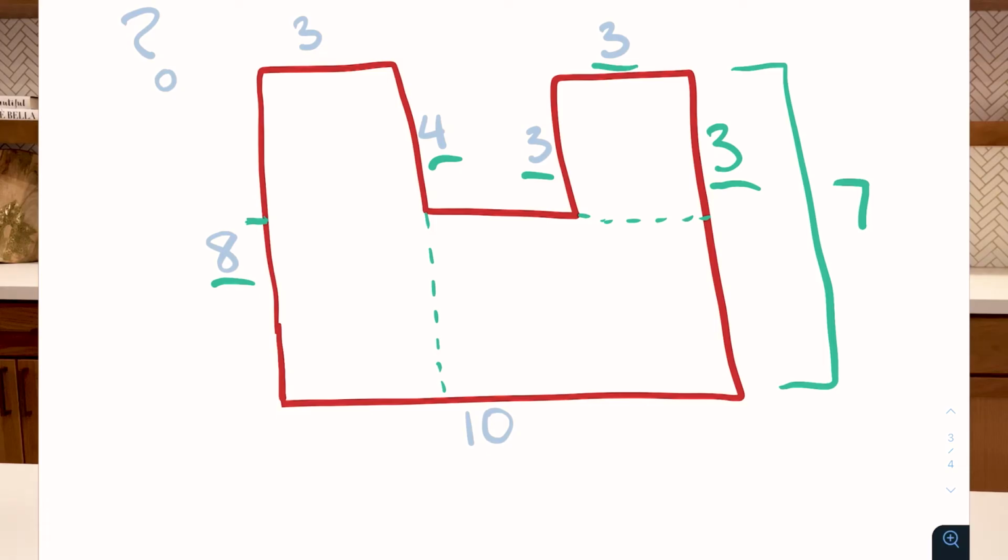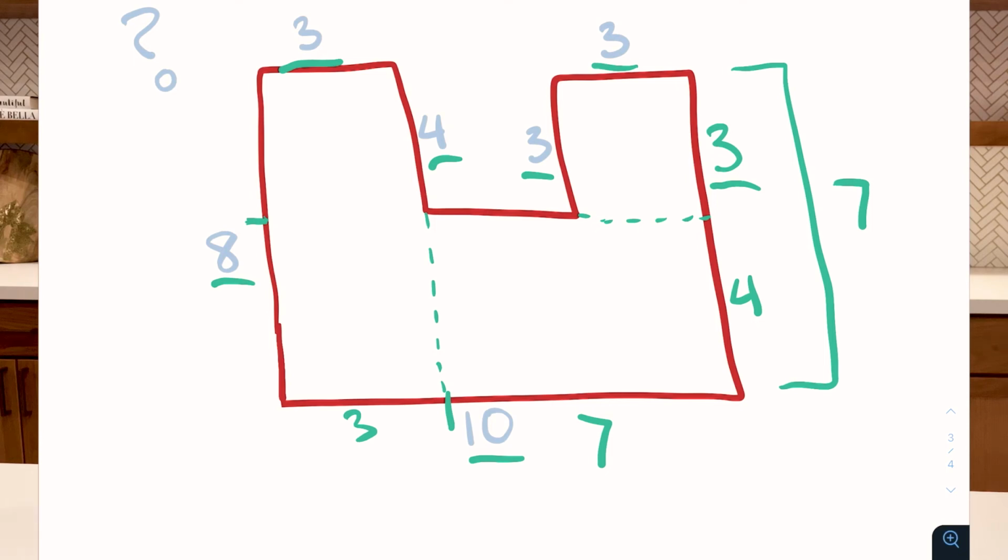And then I'm going to split it up because I know this one's 3. I know that 3 plus 4 is equal to 7. So now I need to look right here. So I've got 10 total, and I took away 3 from the top. So that leaves me with 7 right here. I think I've got all my side lengths.